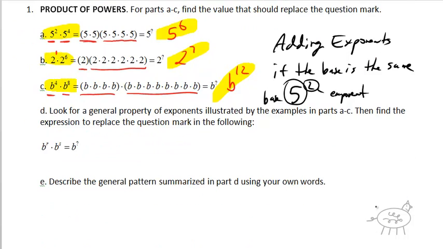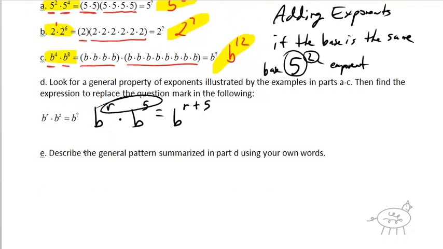So D says let's look for a general property, and that's basically what I did. It's maybe a little hard to see here, but it's b to the r times b to the 5th power. The answer is b, and then you add the exponents, so I'm going to put r plus 5. That actually could be an s, it doesn't matter. You add the exponents together.